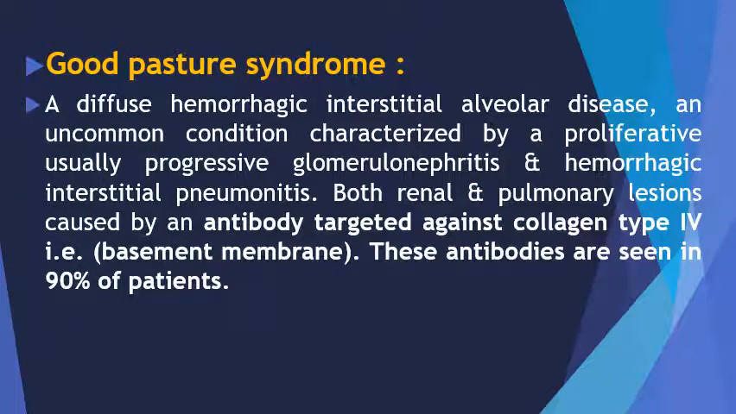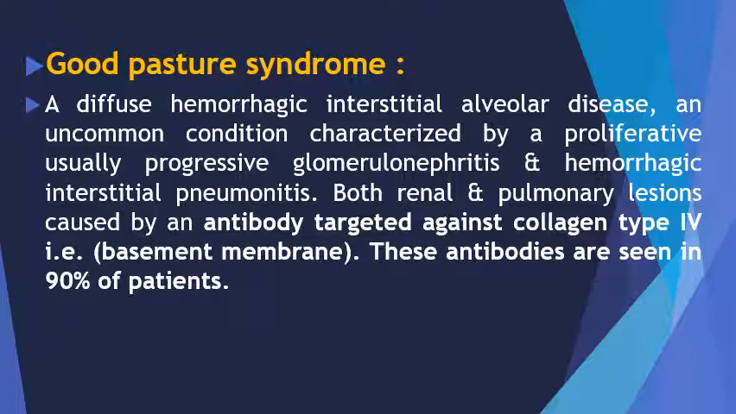The other topic for today is Goodpasture syndrome. Goodpasture syndrome is a diffuse hemorrhagic interstitial alveolar disease. It is uncommon, characterized by involving both lung and kidney: the kidney by progressive glomerulonephritis, and the lung by hemorrhagic interstitial pneumonitis.